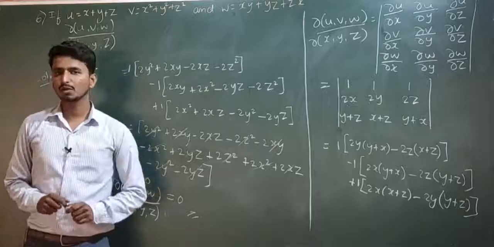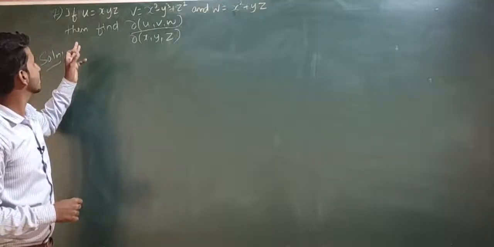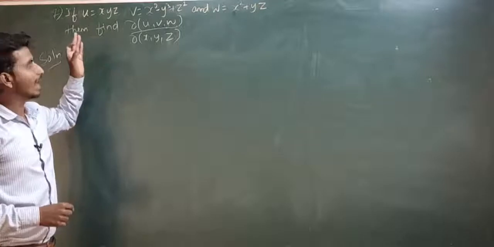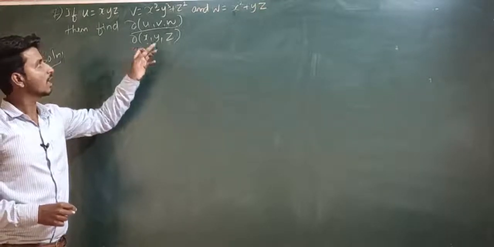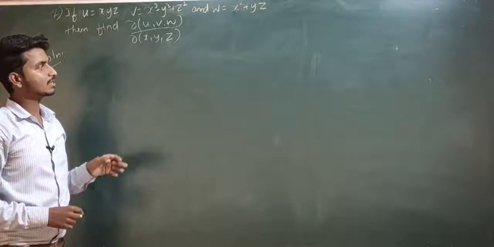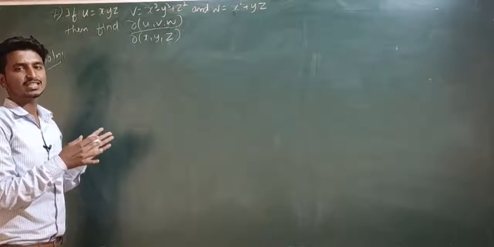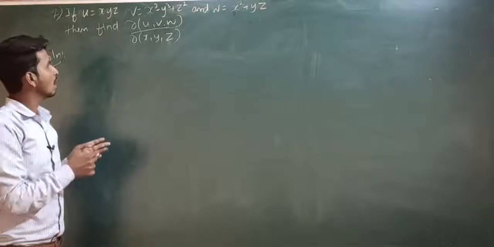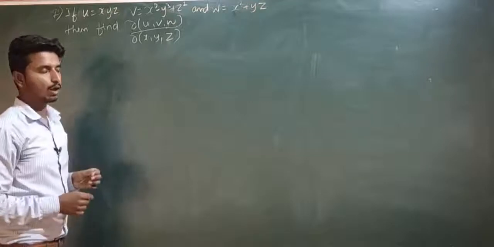Next we will solve the next question, that is, if u equal to xyz, v equal to x cube minus y cube plus z square, and w equal to x square plus yz. We have to find the Jacobian for the three functions u, v, w with respect to the independent variables x, y, z.